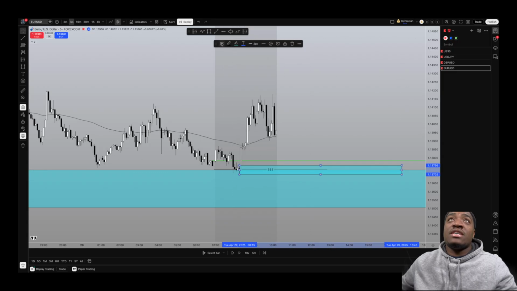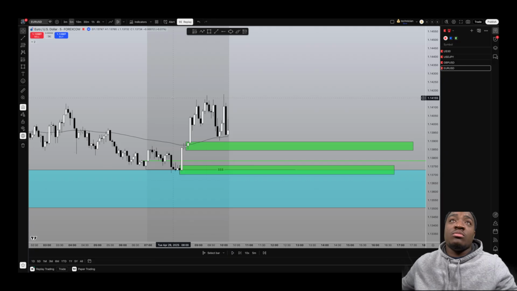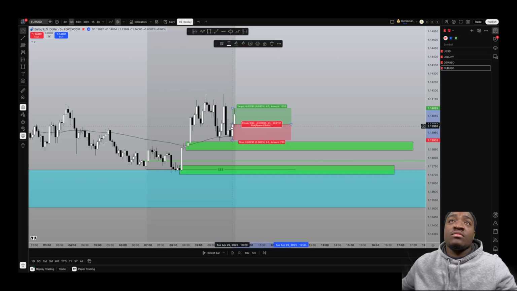We wait for this to get tapped into, if it's ever gonna get tapped into. And now I'm just drawing on my order blocks. This is liquidity that got taken. Boom, you can enter right here. Enter right here, stops below the box.